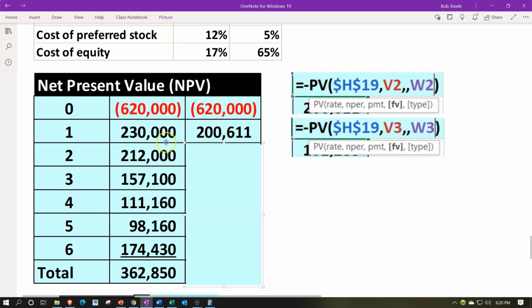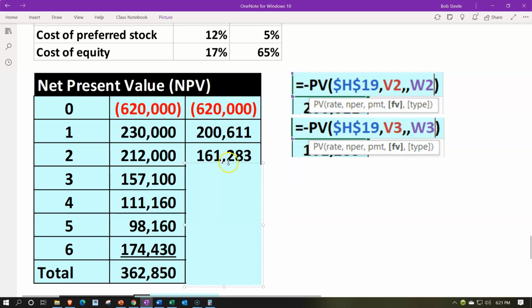If we copy it down, however, the 230,000 present valued at the WACC rate for one time period back, 1 year, is 206.11. Formula, present value, rate, H19, same cell because it's an absolute reference, comma, number of periods is now 1, not hard-coded or typed, but rather using a cell reference, which you can see has been shifted down from V2 to V3 as we copied it down, comma, comma, because it's not an annuity, but present value of 1, and then we have the future value, which is the 230,000, which also moved down from W2 to W3.